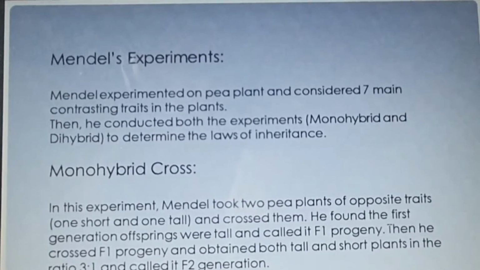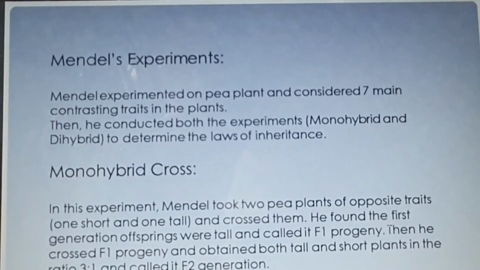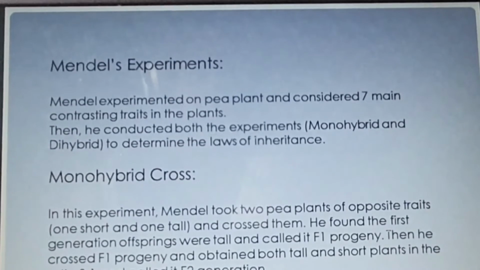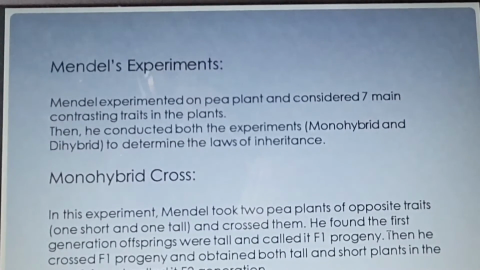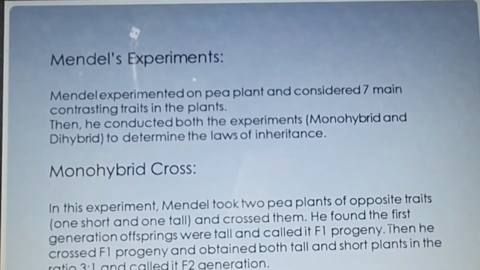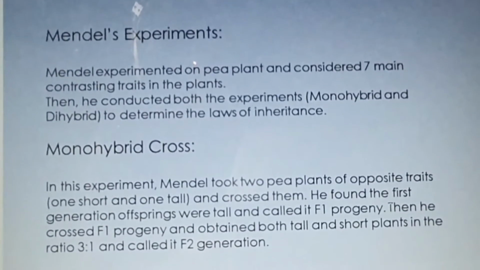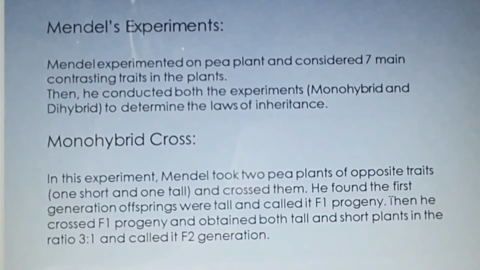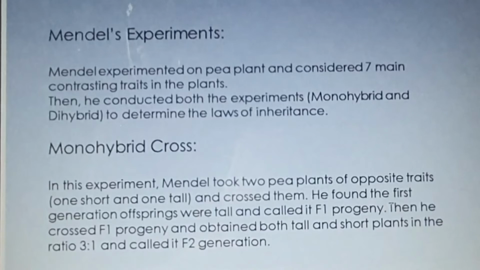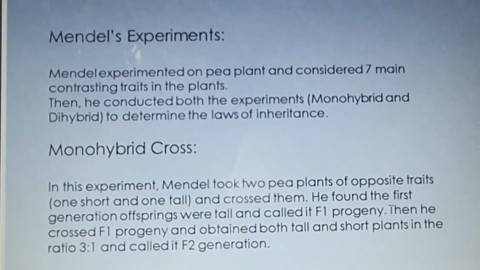So first we will see what is monohybrid cross. In pea plant, Mendel selected seven characters which were having contrasting traits. Out of them, when he selected only one character, for example, considering height, height had two traits. One was short, or we can say dwarf. Another one was tall. So Mendel selected the height character. This means only one character, that's why it is called a monohybrid cross.